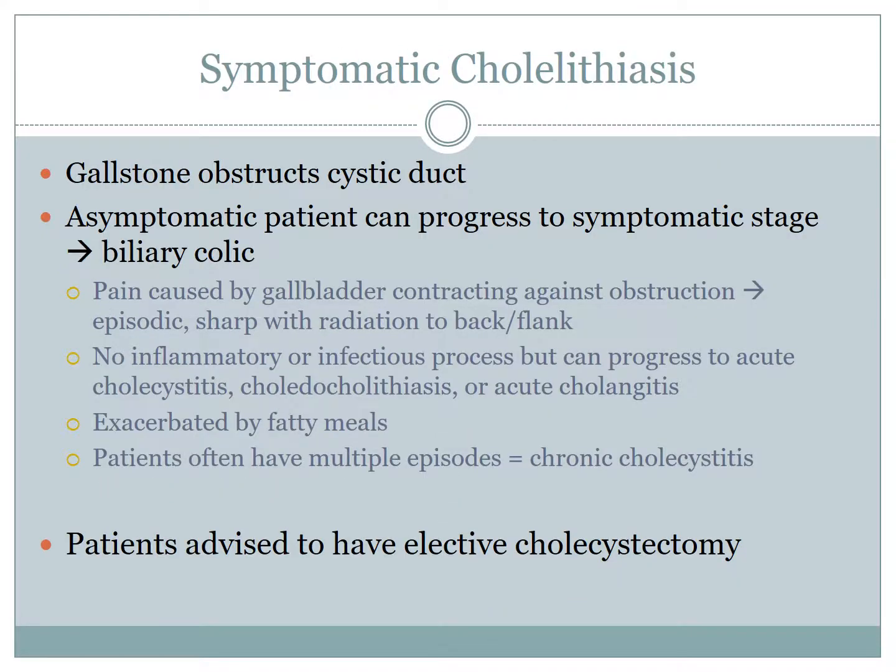However, if they do become symptomatic, this changes things. This is when a gallstone obstructs the cystic duct, and then the gallbladder is contracting against an obstruction, which causes pain. So the patients will complain of episodic sharp pain with radiation to the back or flank. There's no inflammatory or infectious process. They don't usually have fevers, chills, or an elevated white count, which would be suggestive of acute cholecystitis or cholangitis. But this is an indication to take their gallbladder out if they become symptomatic.